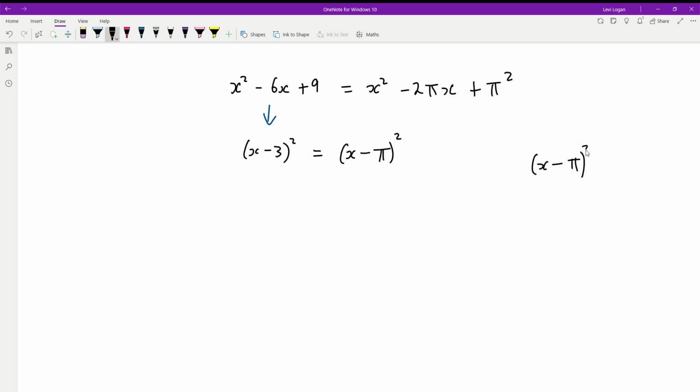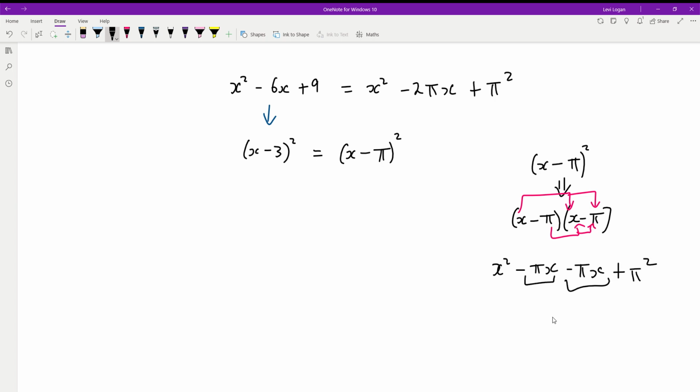So what this means is this multiplied by itself. If we were to multiply that out very quickly, we can show that it's exactly the same thing. So x times x is x squared, x times minus pi is minus pi x, minus pi times x is minus pi x, and negative pi times negative pi is positive pi squared. These two are like terms, so it's going to be minus 2 pi x plus pi squared plus x squared, which is exactly the same as that. So that factorization is valid.